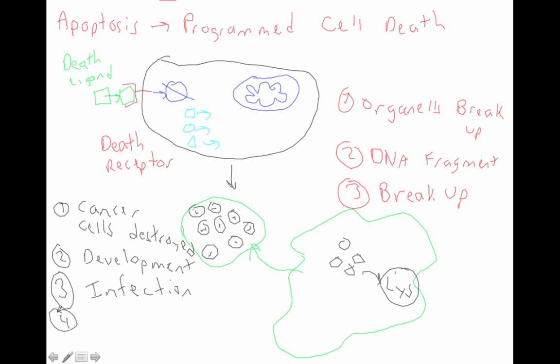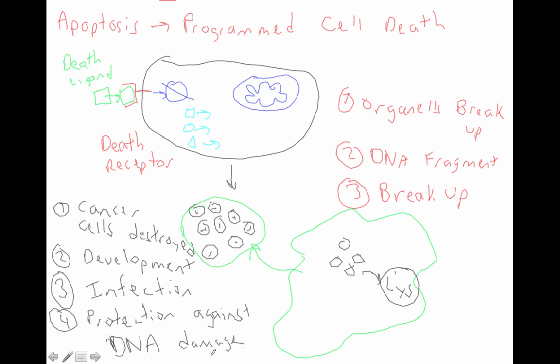And the last one I'm going to say is for protection against DNA damage. So if a cell has too much DNA damage, it will be signaled to die through apoptosis.